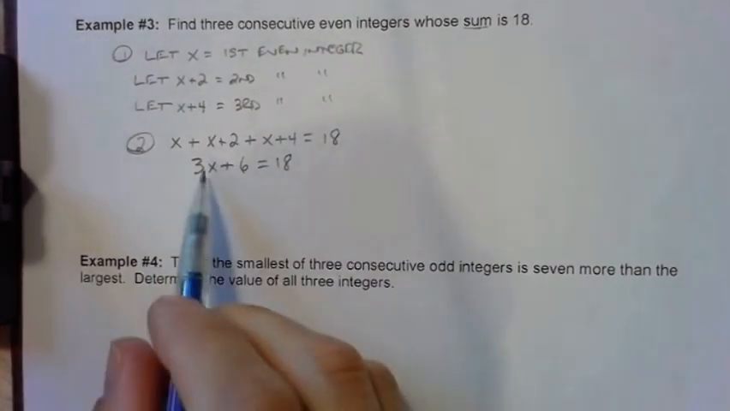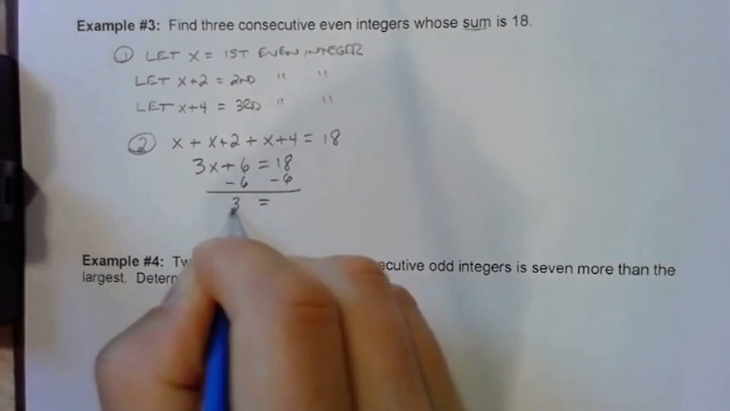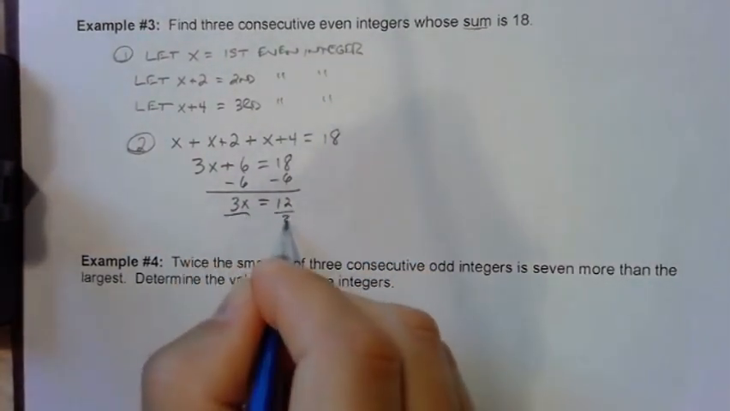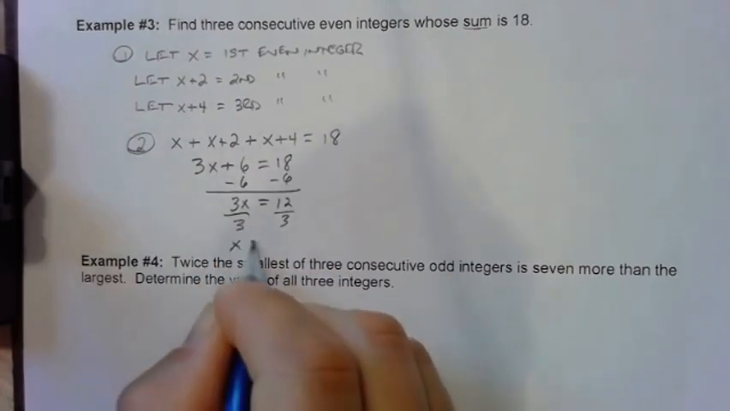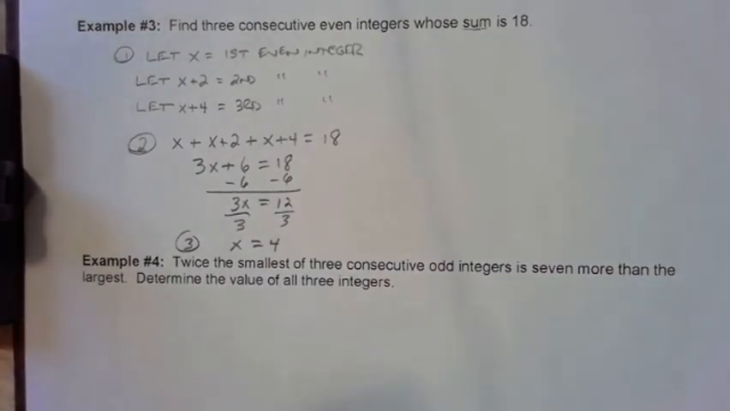And now we'll isolate 3x on the left by subtracting 6 from each side. That means that 3x is going to be equal to 12. And then we divide each side by 3, which means that x is equal to 4. And so that's the third thing that we had to do. Now we have to figure out the values of the numbers in our problem.